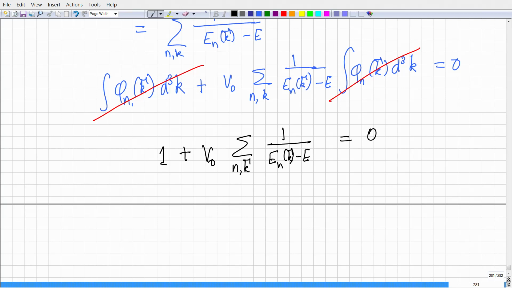So, this is the equation that I will get, and I will continue from here in the next lecture. For now I will stop here, and we will continue again in the next lecture.